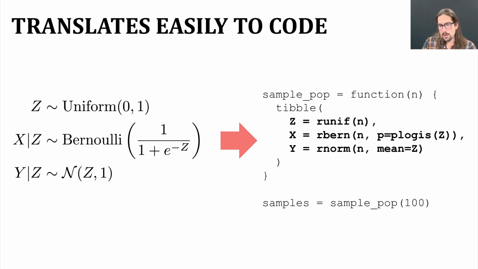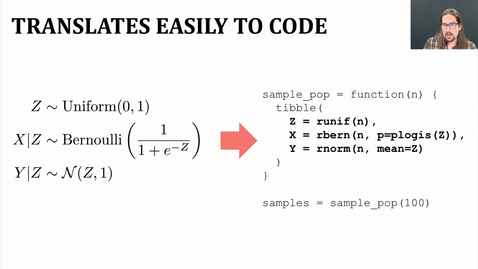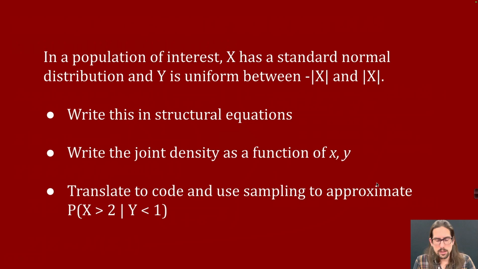First I pick z as a uniform random number, basically a random number between 0 and 1, and that's done for one person. I have their value z. Then the value of that person's x is determined by flipping a coin with a probability based on z. And lastly, to get the value of y for this person, I plug in z to be the mean and sample from a normal distribution with that mean. I just do that 100 times to get my sample. Okay. So let's try it out.